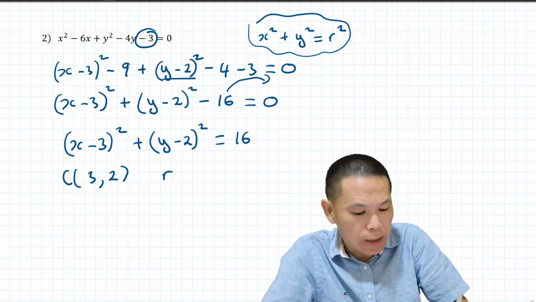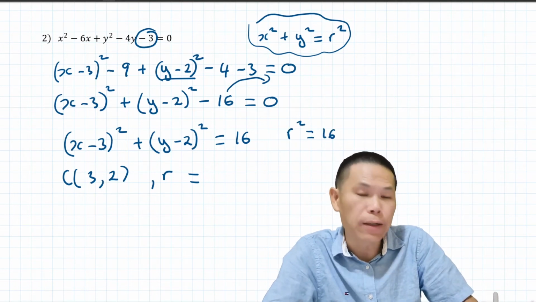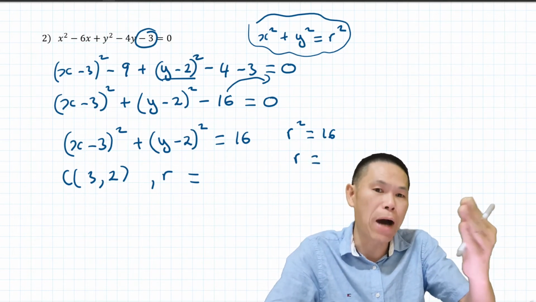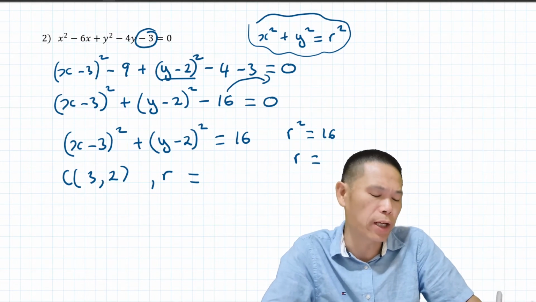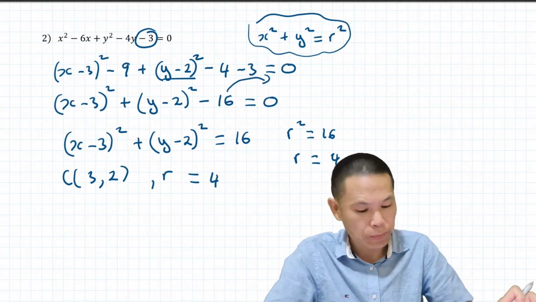And for the radius, we know r squared is 16. The square root of 16 gives plus or minus 4. But because a radius has to be positive, we just ignore the negative 4. So the radius is 4.